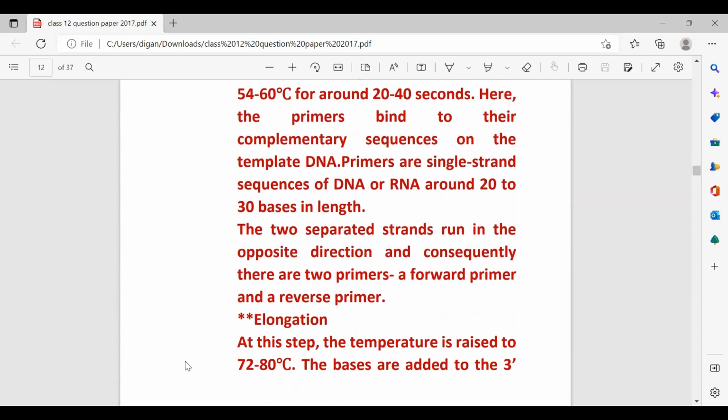In a one mark question, it may also come: what is the primer in the PCR technique? The primer which is used, how many bases does it have? Then you have to write 20 to 30 bases in length. The two separated strands run in opposite directions, and consequently there are two primers, a forward primer and a reverse primer. Next stage is elongation.